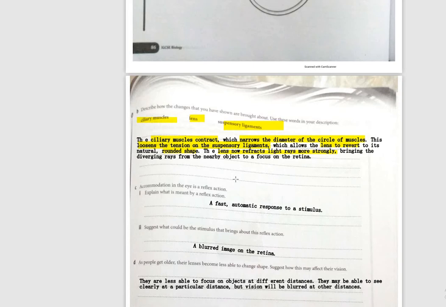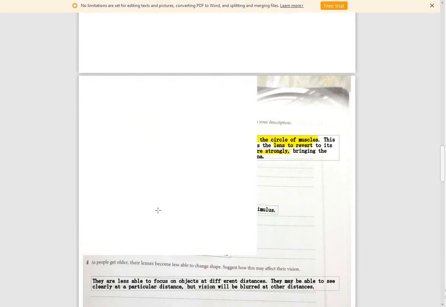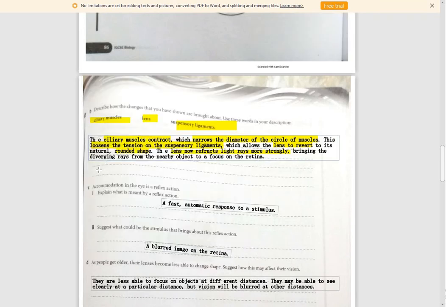This is very important, because 95% of the time they usually ask questions from the eye topic of this chapter. They usually ask about what happens when an object is brought closer, what happens to the ciliary muscle, what happens to the circular muscle, what happens to the lens. So it's a very popular question. I'll mention it here. So it's almost worth 4 marks.